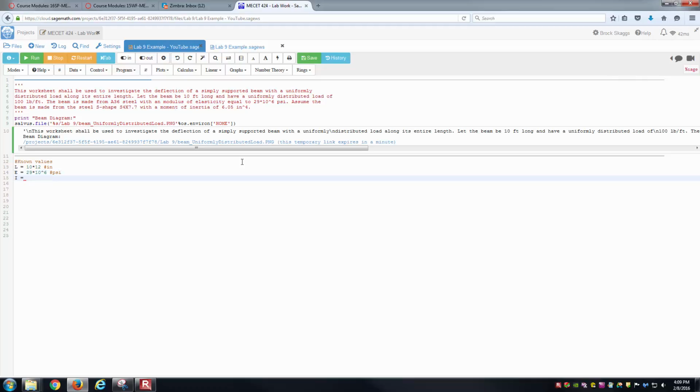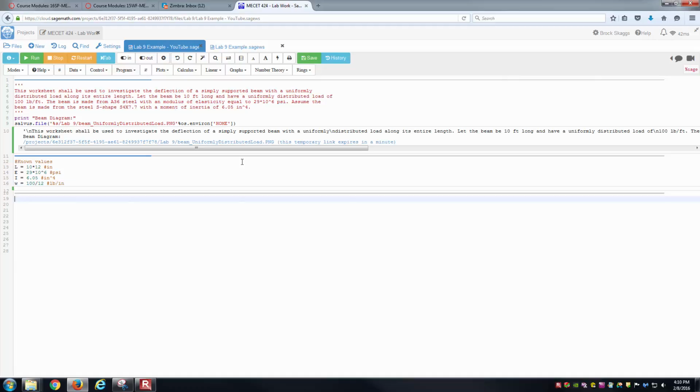Also I, the moment of inertia, 6.05, there we are. And that's going to be in inches to the fourth there. And finally, the lowercase w, that was 100 pounds per foot. So divide it by 12 should get me to a unit of pounds per inch there.